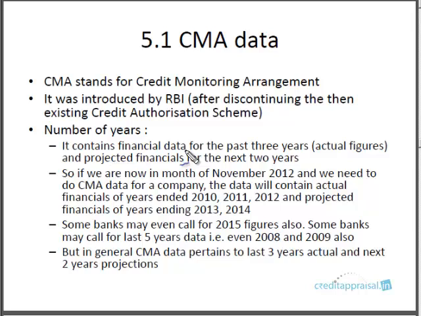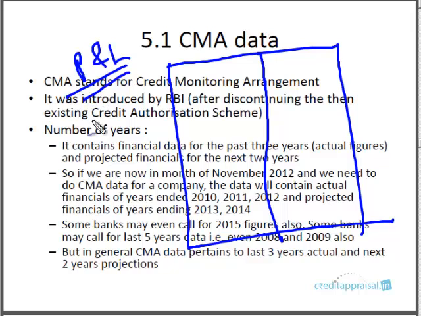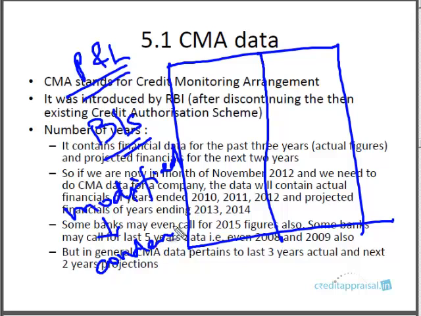So what actually is CMA data? In simple language, it is a table, right? What you actually have in a CMA data, I'll show you what the actual components are, but for simplicity, let us assume that it is a P&L account and a balance sheet in a modified format, right? The modification is actually a condensed format. What we actually do in the CMA format is take the P&L and balance sheet of a company and compress it into a very small format called the CMA format.